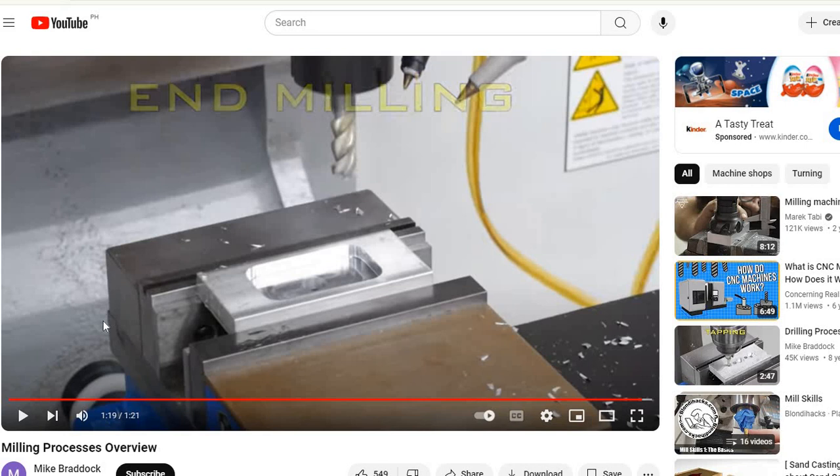Okay, so that's the milling process overview. What's the difference between face and end milling? Face milling is used for making a good surface finish, so it is milling the face of the workpiece, while end milling makes deeper cuts or deeper material removal.